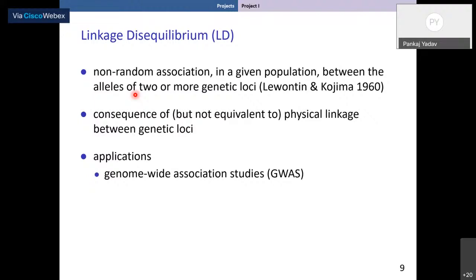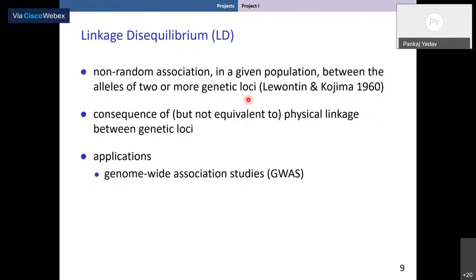So if we have a gene 1, the gene 1 may have a different form in different individuals. So it can be gene 1, gene 2. Some individuals might have gene 1, some individuals might have gene 2 at the same locus or same location in their genetic code. So gene 1 and gene 2 are referred to as alleles. Likewise we can have different genes in these individuals. So basically linkage disequilibrium is a non-random association between the alleles of two or more genetic loci. So we can have different alleles at different loci.